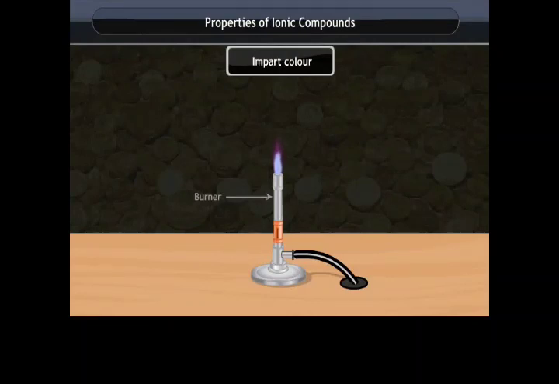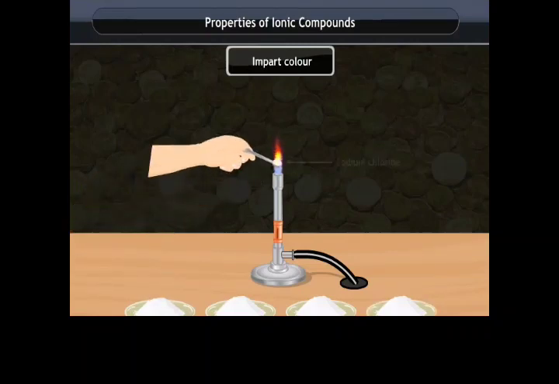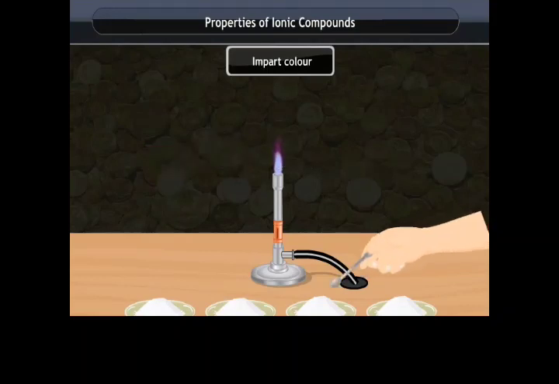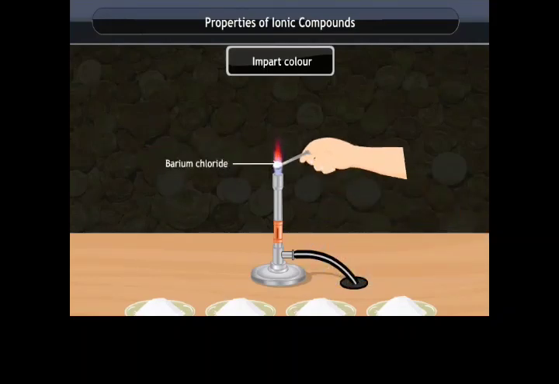Properties of ionic compounds. Impart color. Take the samples of sodium chloride, potassium chloride, barium chloride and strontium salts. Take a small amount of a sample on the metal spatula and heat directly on the flame. Observe the color. You will observe that the sodium chloride gives a yellow flame test. Potassium chloride gives light yellow. Barium chloride gives crimson red, while strontium chloride gives an apple green color with the flame. From this activity we can say the different metals of ionic salts impart different colors with the flame.